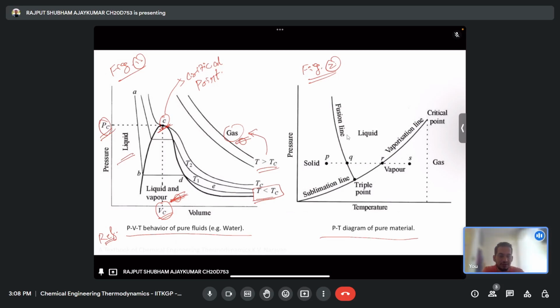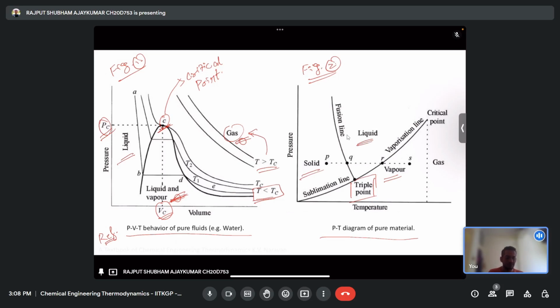If you see the second diagram, it shows the pressure-temperature diagram of a pure material. If you take any pure material, how will its PT diagram look? Here also there is a point called the triple point, a point at which all three phases coexist in equilibrium. The three phases are solid, vapor, and liquid.